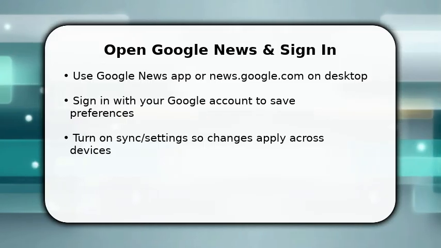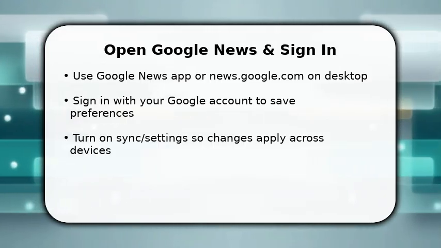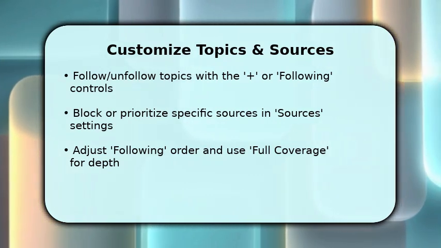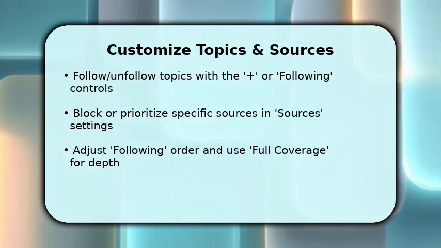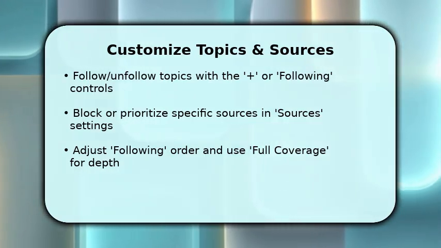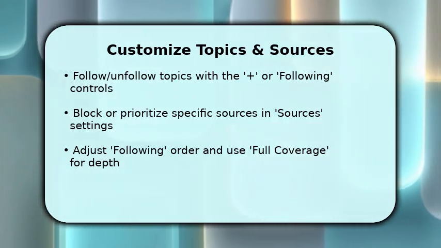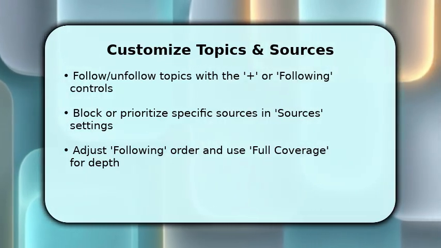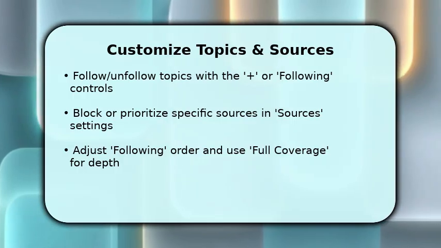Now proceed to the sections and following controls to tailor your feed to what matters. You now modify topics and sources to shape what appears. Tap follow on subjects you want more of and unfollow ones that clutter your feed. This trains the algorithm. Next, open the Sources menu to block outlets or mark favorites so they show higher. Once done, reorder your following list to prioritize topics.